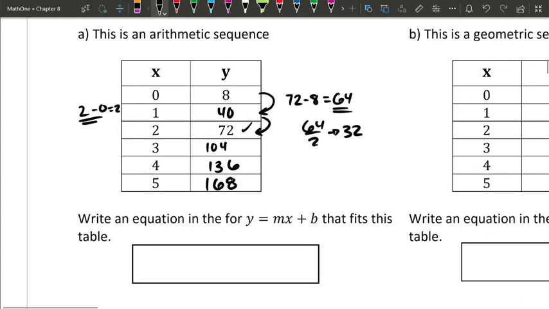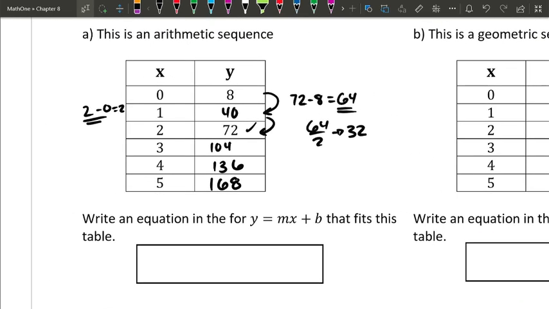Next it says, write an equation in the form y equals mx plus b that fits this table. Well, this is beautiful because I see where x is 0, and that's my y-intercept right there at 8. So this equation's going to be quite nice. It's y will equal, I'm growing by 32, so every single time x increases by 1, we add another 32. So that's why it's 32 times x, and then plus our y-intercept lives at 8. So this equation does a fabulous job of giving me exactly these values.